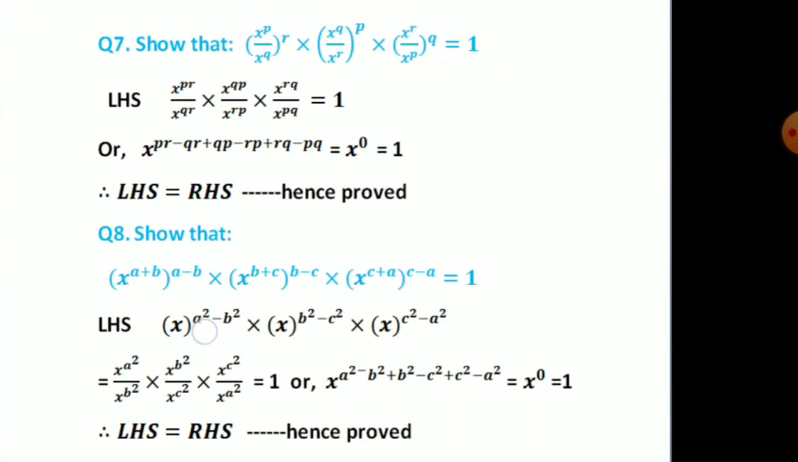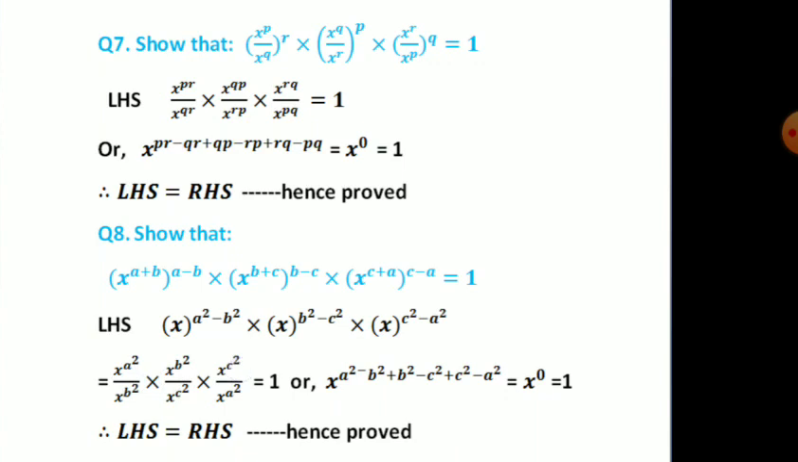So here in the next step we have written it as x^(a² − b²) into x^(b² − c²) into x^(c² − a²). Now see, since there is minus in the exponent, can't we write it in division form? So yes, we can write it in division form. So we have written it as x^(a²) divided by x^(b²) into x^(b²) divided by x^(c²) into x^(c²) divided by x^(a²).